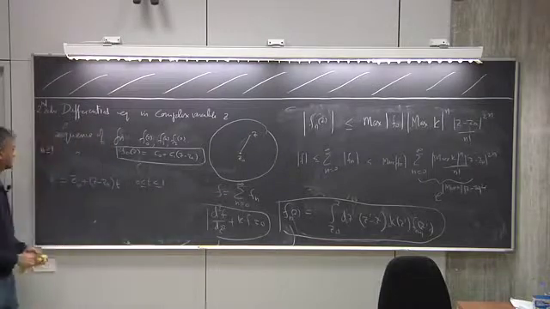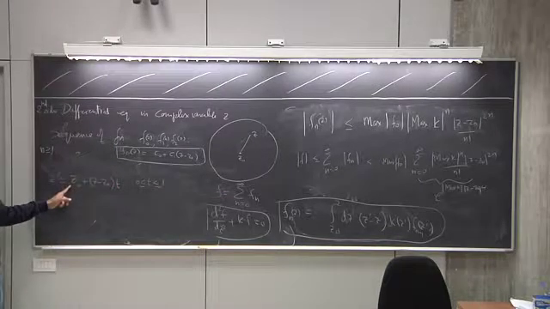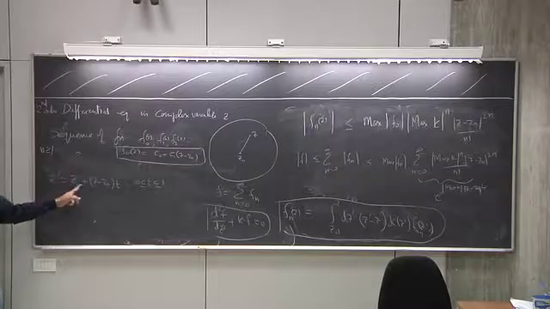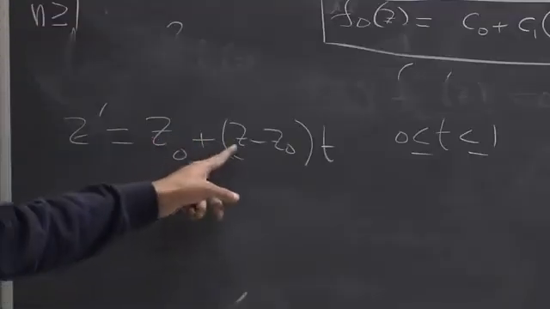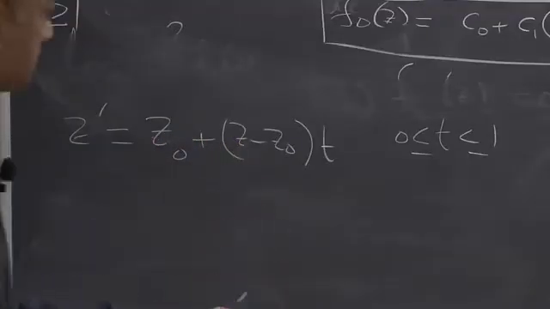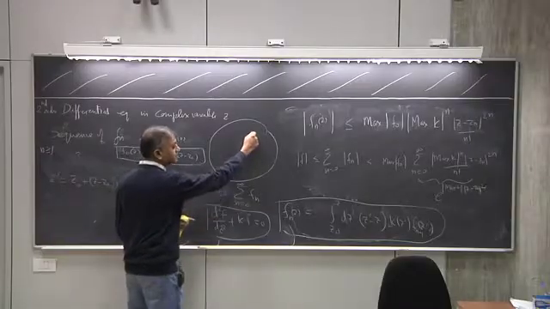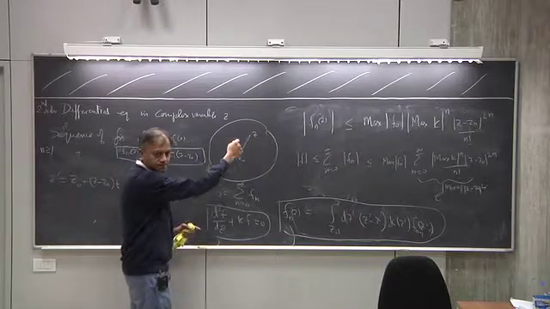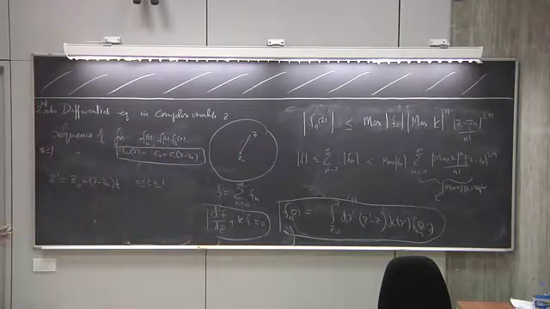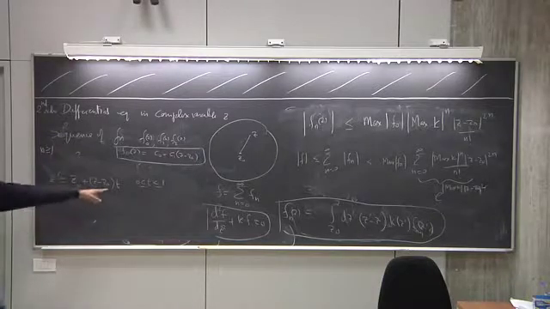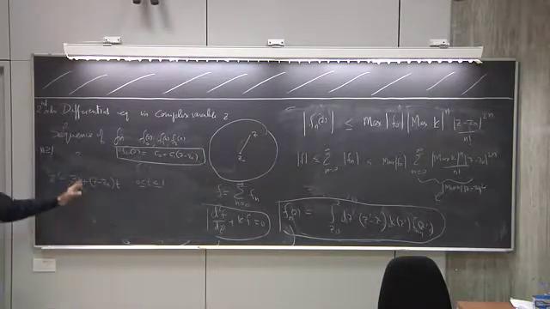Right? When t is equal to 0, z prime is equal to z naught. And when t is equal to 1, z naught cancels, and z prime equals z. So as you change t from 0 to 1, you go along the straight line. Okay? This is a straight line. The equation for a straight line is always linear in some parameter, right? The parameter here is t. So this is a parameterization.